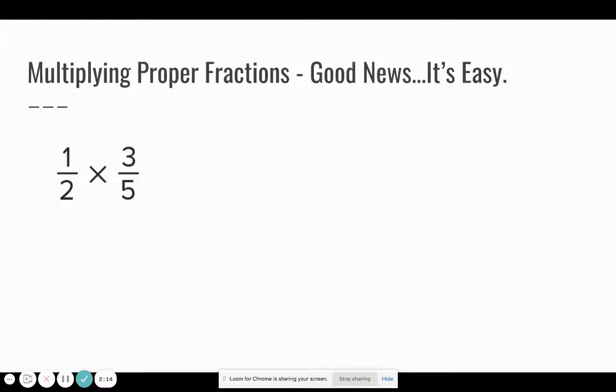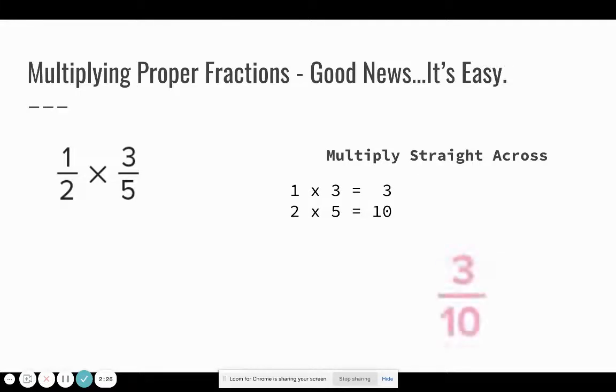Here's the second problem, 1/2 times 3/5. Again, we're going to multiply straight across. 1 times 3 is 3. 2 times 5 is 10. You have to think, does 3/10 reduce? It does not, so 3/10 is my final answer. Again, multiply the numerators, multiply the denominators, and you're done, unless it reduces.